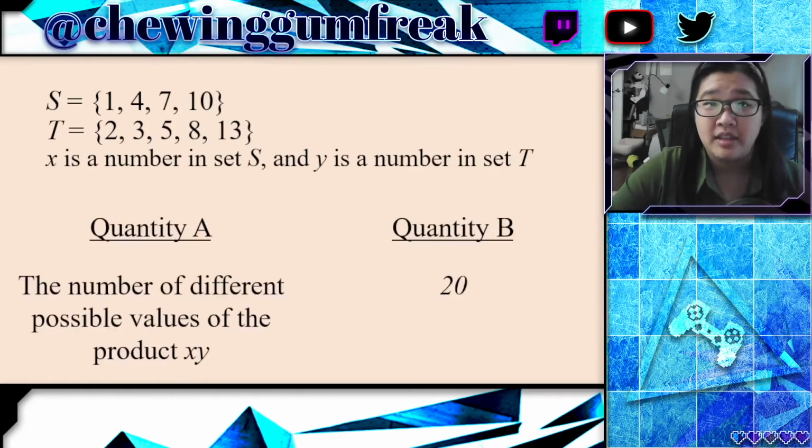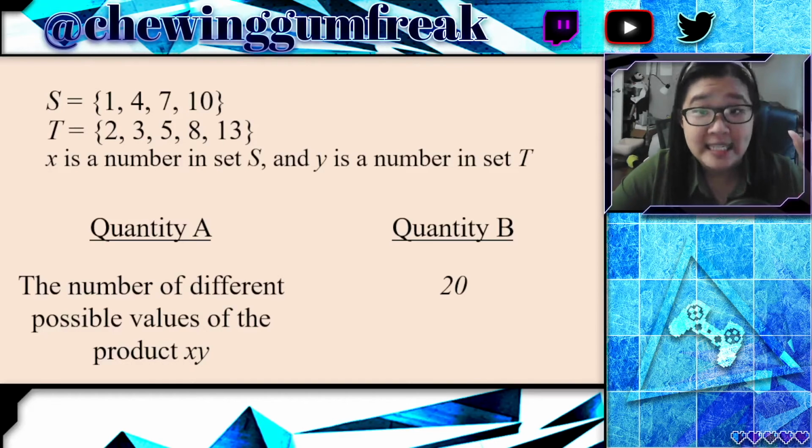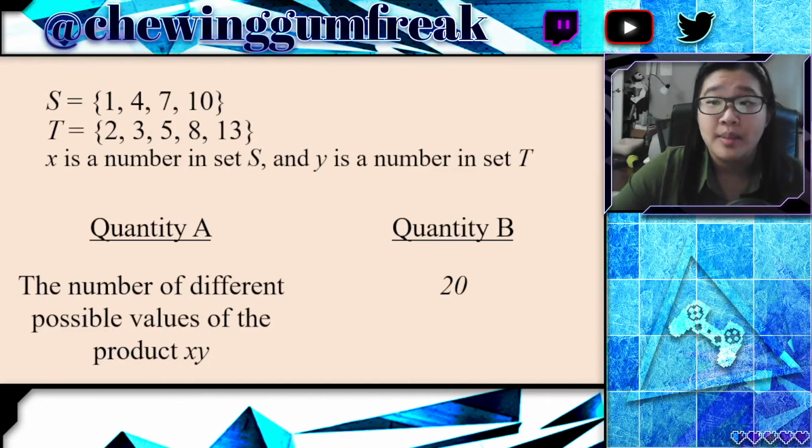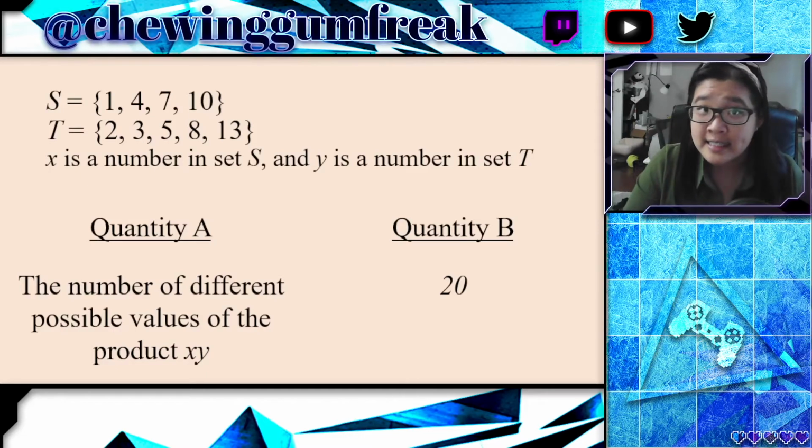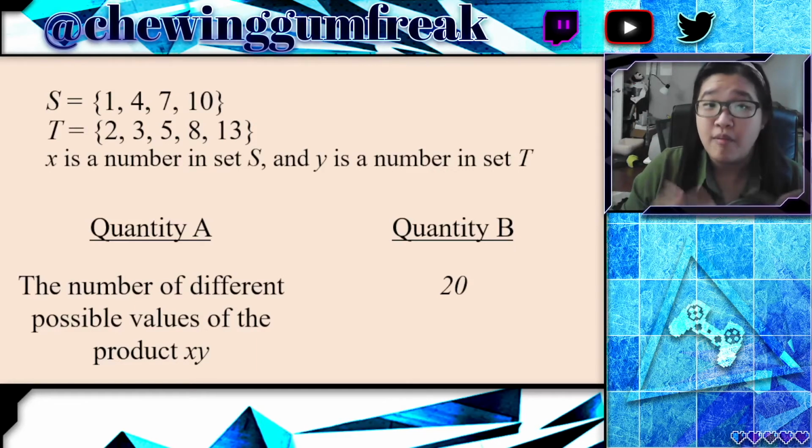When we have the two quantities, you can see here quantity A is the number of different possible values for X times Y. So a number in set S times a number in set T. And quantity B is 20. So when you're looking at this, you want to first make sure you're clear about what a product is. And hopefully you know by now that a product is the result of multiplication.